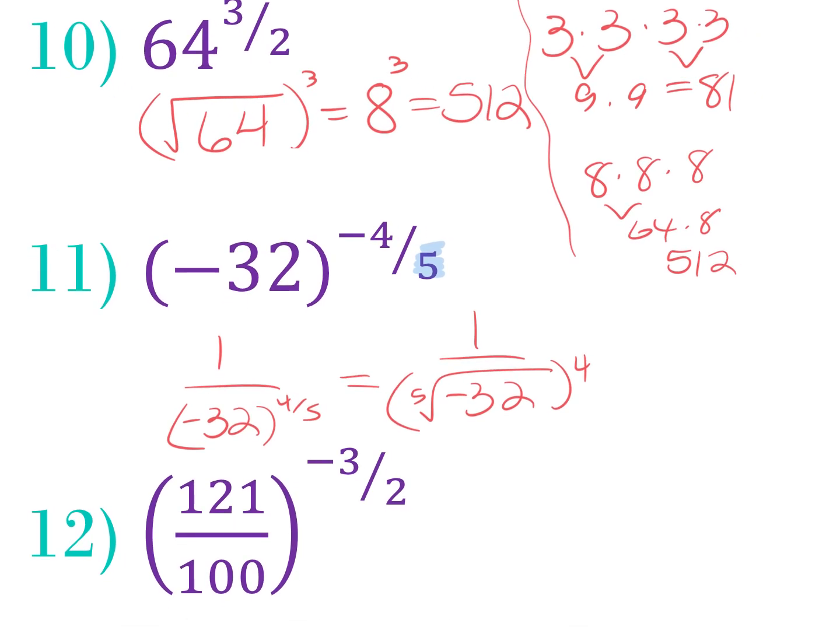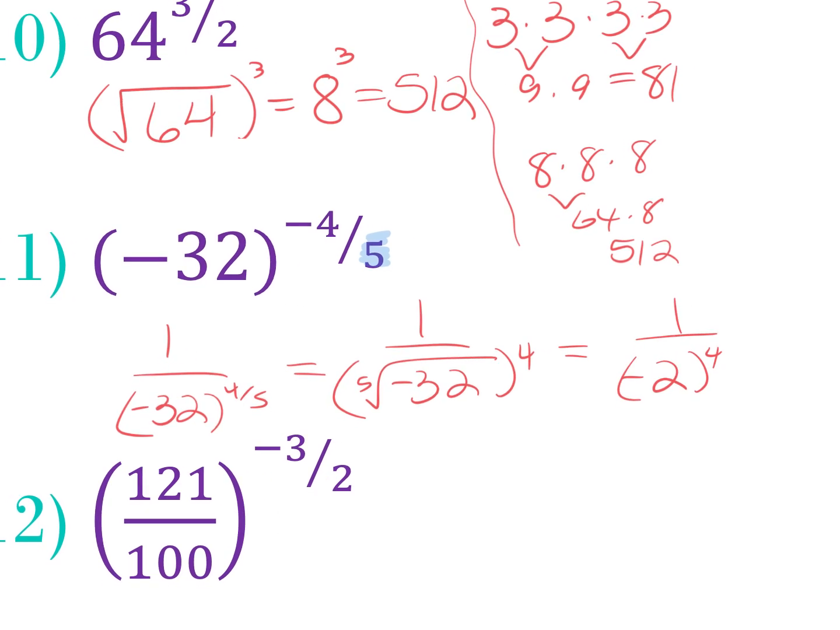I know that negative 2 times negative 2 times negative 2 times negative 2 times negative 2 will give me negative 32. And then now I raise that to the fourth power. So 2 times 2, 4, times 2, 8, times 2, 16. So 1/16.